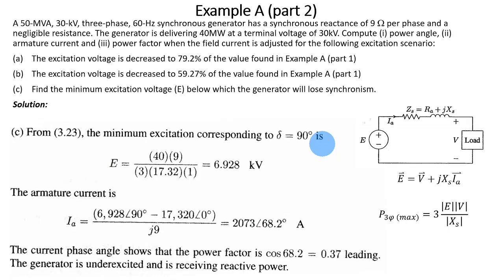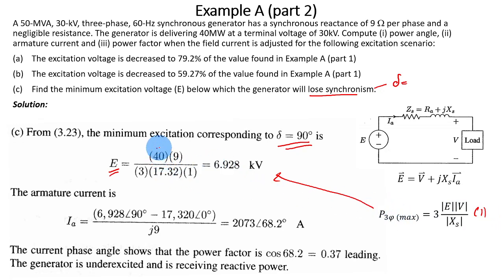Finally, let's answer part C, where the question asks you to find the minimum excitation voltage E below which the generator will lose synchronism. Remember, the only criterion for the generator losing synchronism is when delta equals 90 degrees. So if we set delta to 90 degrees, you plug in the same formula. You want to find the minimum excitation, so we want to find the voltage here. If you use this formula again, of course, this is the maximum power, when sine 90 degrees is equal to 1.